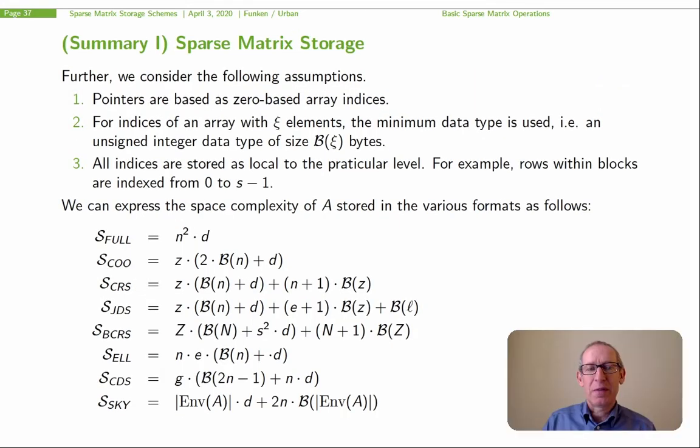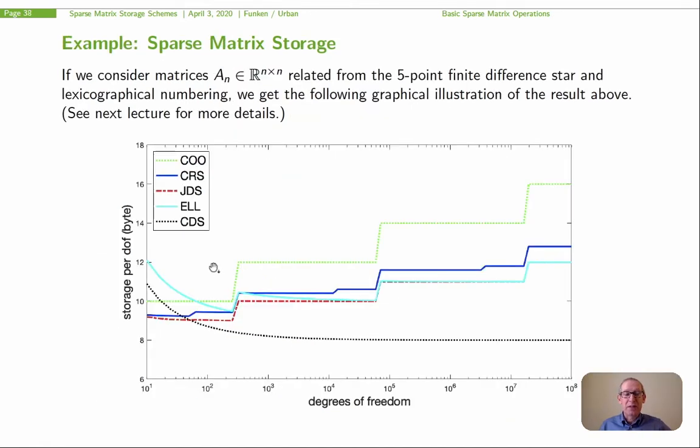So, to summarize everything: for the dense matrix, if we have a square n by n matrix, we get n squared times d, and this is a summary of everything. But we also see that for the coordinate format we have, besides the storage for the elements, some overhead of 2 times n times z for storing the indices. And if we compare everything for an example, that's given here.